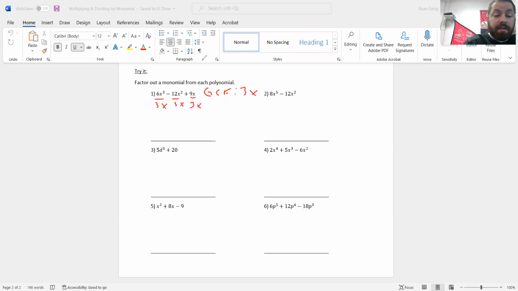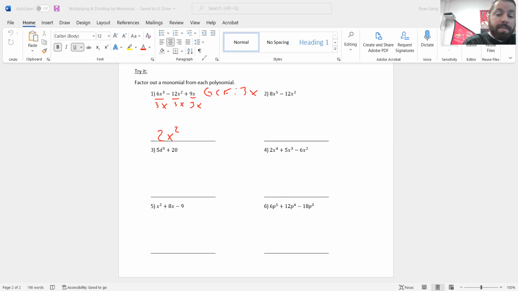6x to the third divided by 3x. 6 divided by 3 is 2. If I have 3 x's on top and 1 on the bottom, that leaves me 2 x's on top. By the way, if you get a fraction here at the end, you didn't do it right. There shouldn't be any fractions. You shouldn't have any negative exponents either, if you do it right.